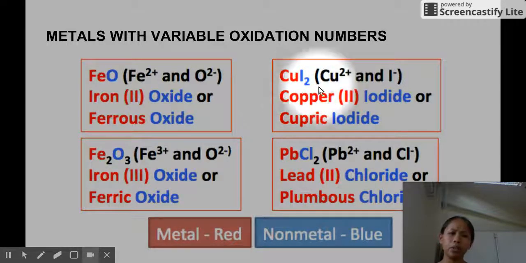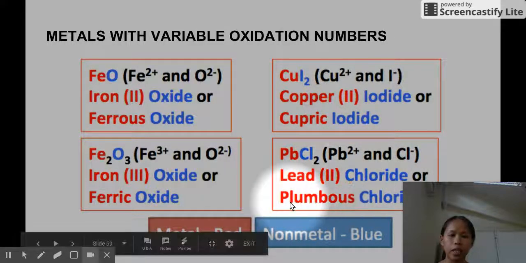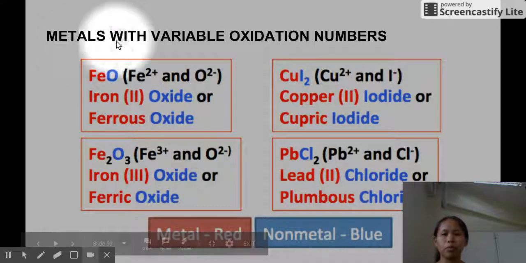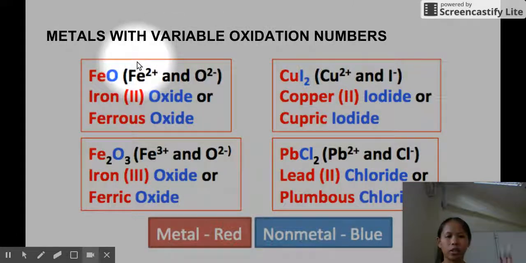Similarly for CuI2, that's obviously Cu2 plus, so you name it either copper 2 iodide or cupric iodide. If it's Cu1 plus, then that becomes cuprous iodide, and that's copper 1. For lead, it's Pb2 plus and Cl negative, so that's lead 2 chloride and plumbous chloride. So that's it. Remember that you just have to look out for these metals with variable oxidation numbers and you'll be successful.